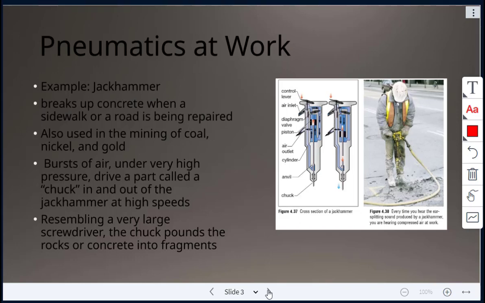So here is pneumatics at work. An example is a jackhammer. It's used to break up concrete, usually when a sidewalk or a road is being repaired. It's also used in the mining of coal, nickel, and gold. There are bursts of air under very high pressure. They'll drive a part called a chuck, shown right here, in and out of the jackhammer at very high speeds. It resembles a very large screwdriver. The chuck will then pound the rock or concrete into fragments. All right, so that is using compressed air.